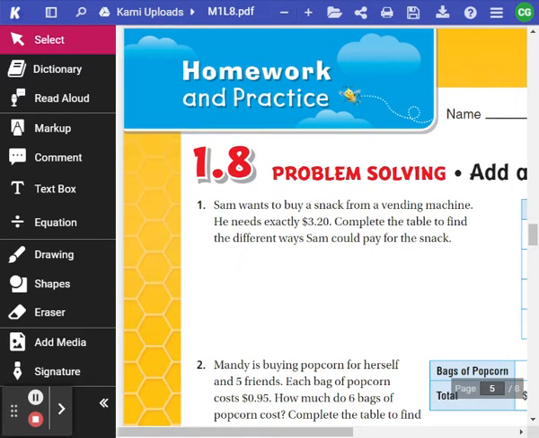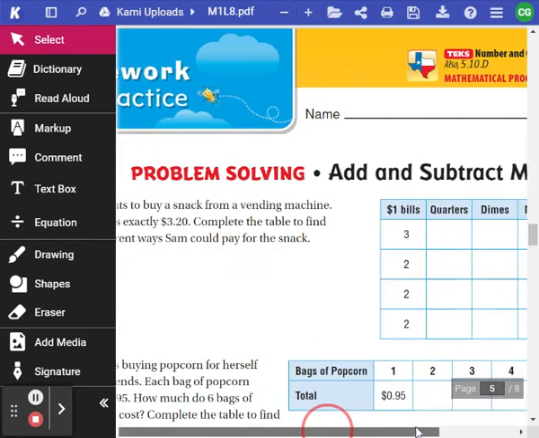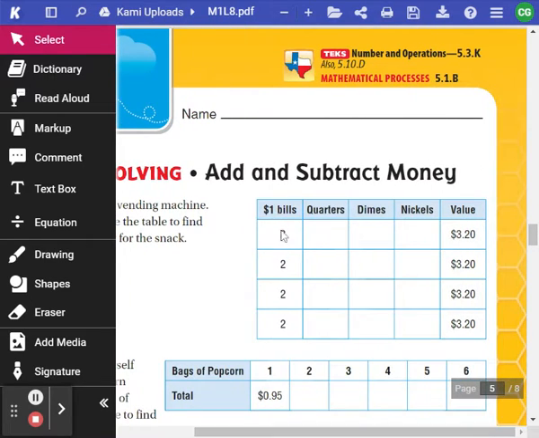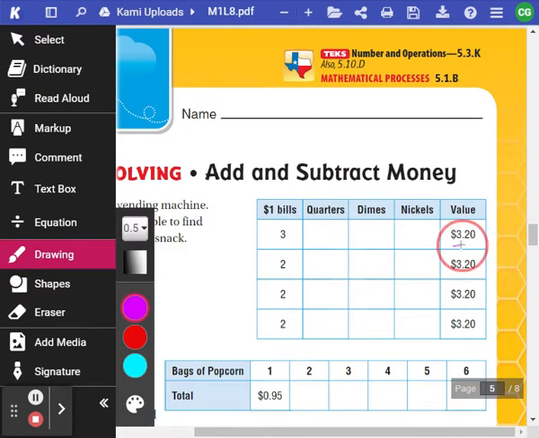Sam wants to buy a snack from a vending machine. He needs exactly $3.20. Complete the table to find the different ways he could pay for the snack. Let's take a look at this table here. It's already telling us he's going to have $3 on this first question, right? So we need to get to $3.20.